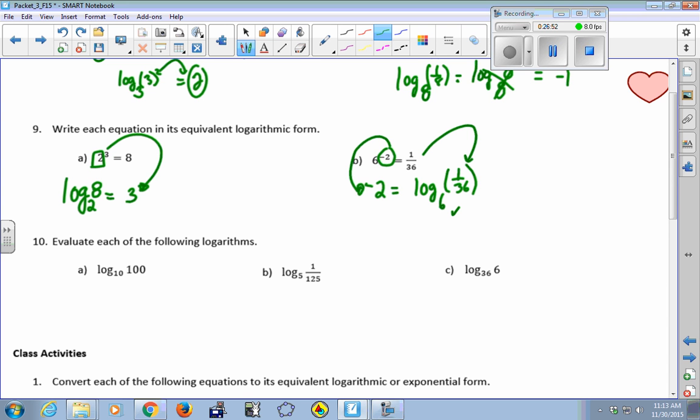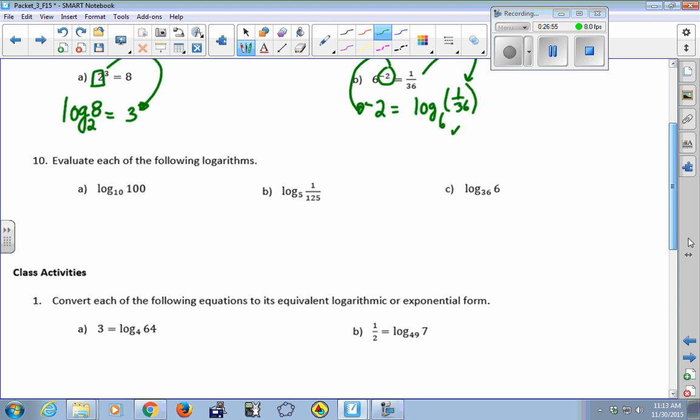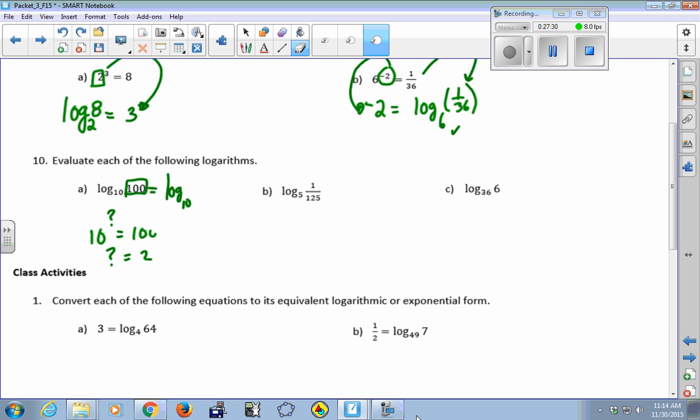All right. So now it's time to evaluate each of these logs. Two ways to do it. You can just simply rewrite it as an exponential and figure out the answer. So this would be 10. The answer to this is unknown. That's what you're trying to find out. So 10 to some power is equal to 100. And then you solve for the power, you know it's 2. So you can rewrite it as an exponential, and hopefully you're familiar with exponents. The other way you can do it is to rewrite it as log base 10 and write 100 as 10 to a power. 10 squared.